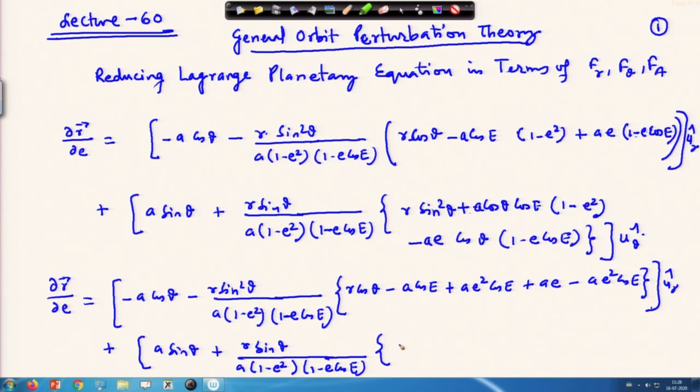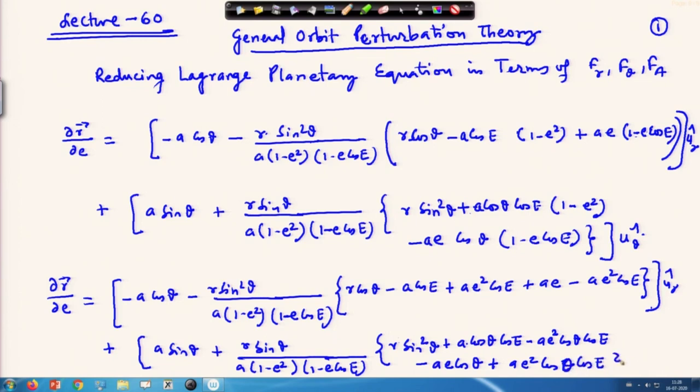Generally we expand it here: r times sin square theta plus a cos theta cos e minus a e square cos theta cos e, and then from this place minus a e cos theta plus a e square cos e cos theta, bracket closed, times u theta cap.